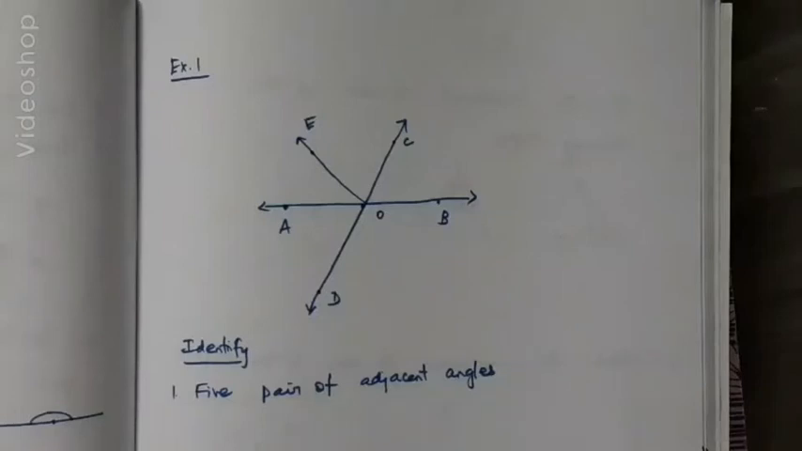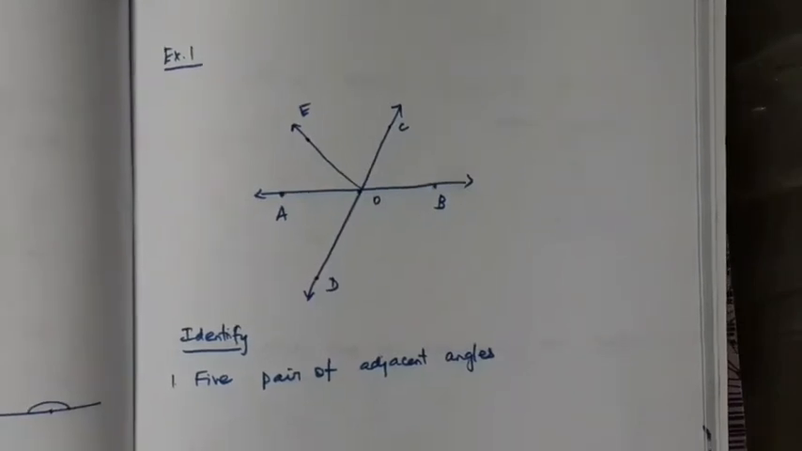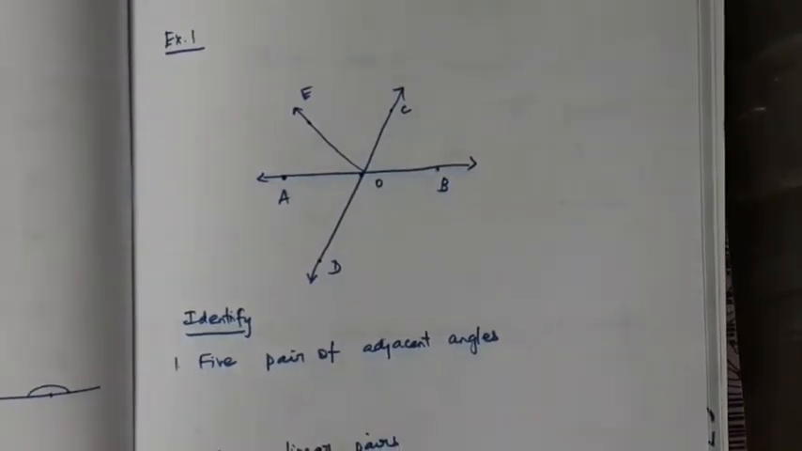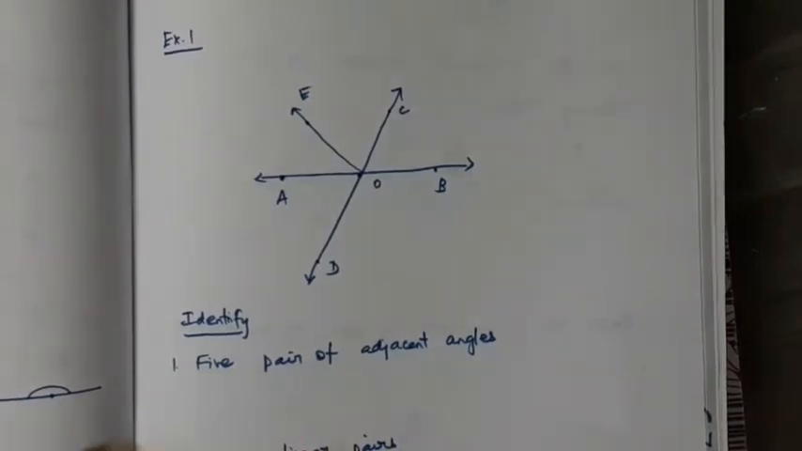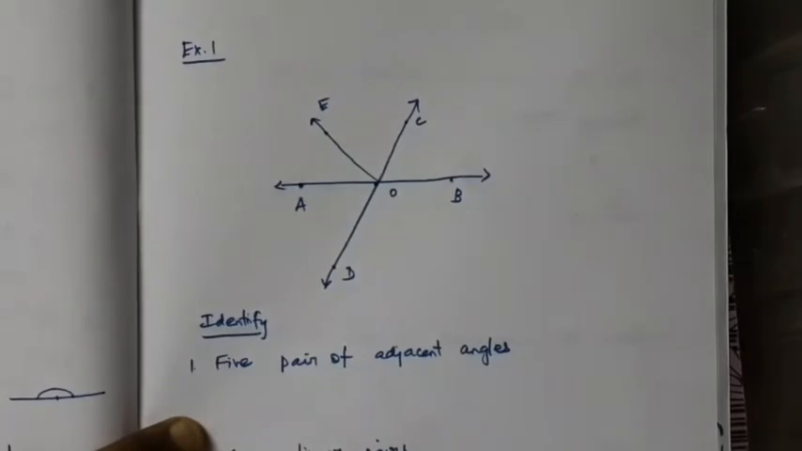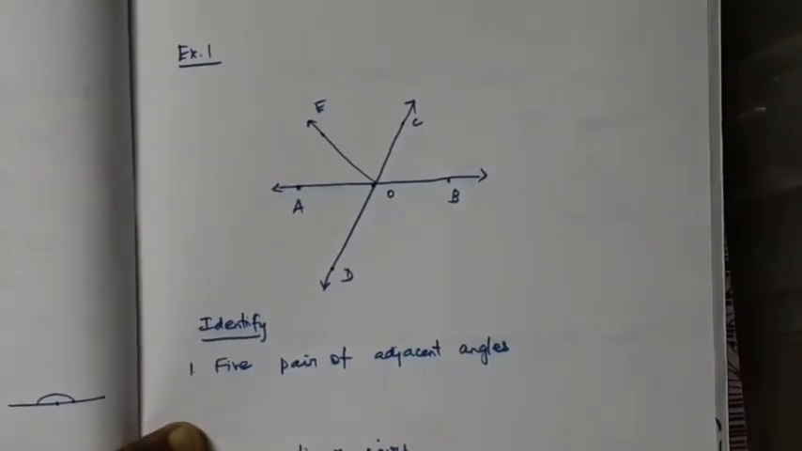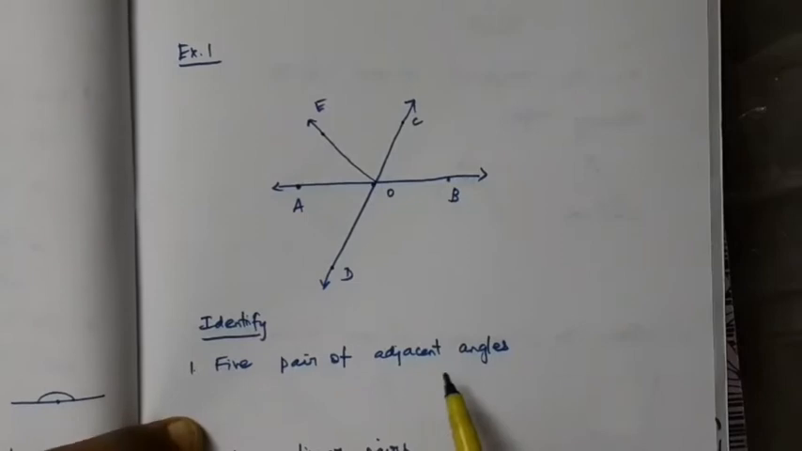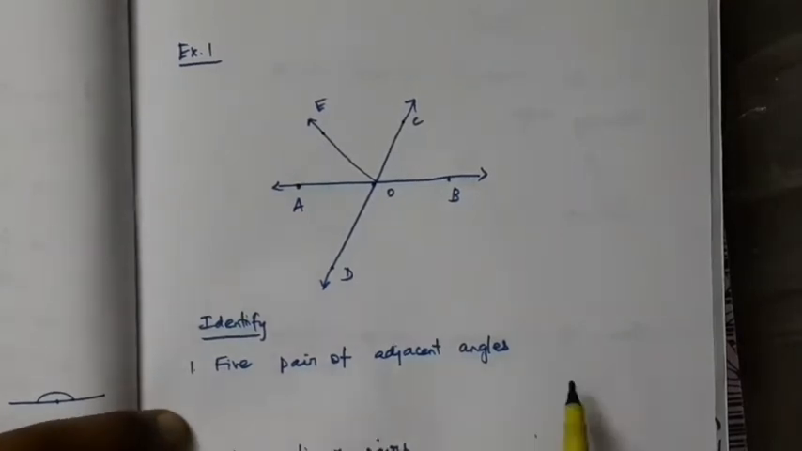Good morning. This class will start with exercise 5.1. Before that, we will see one example problem. Given this figure, we have to identify 5 pairs of adjacent angles. In the last video we discussed what adjacent angles are. So we will write 5 pairs of adjacent angles.